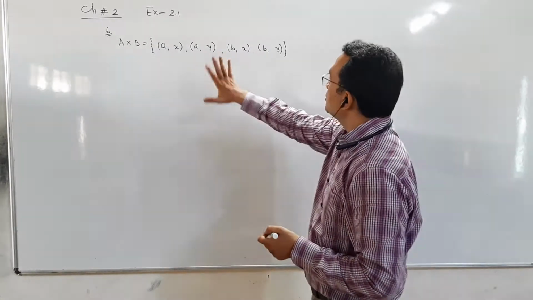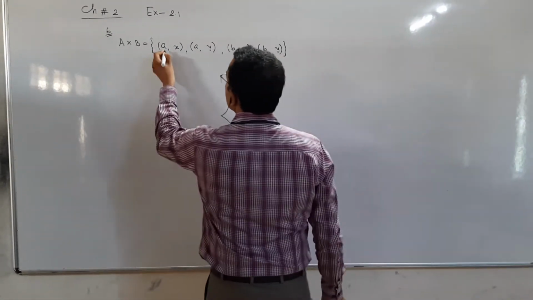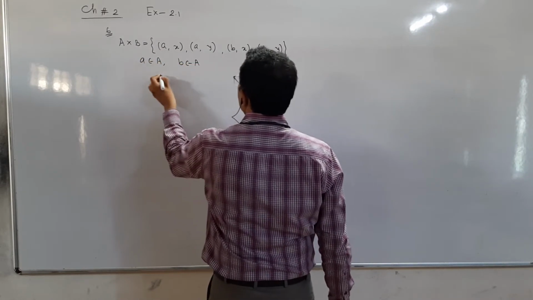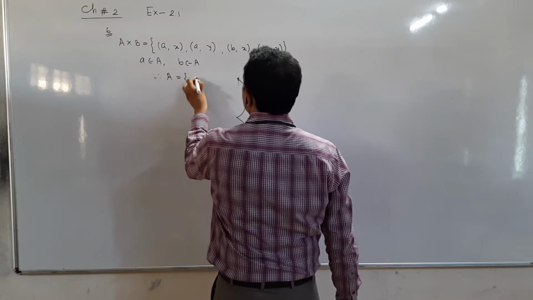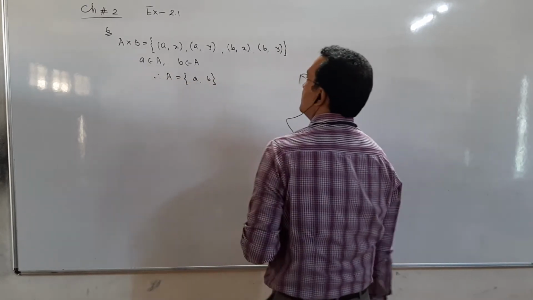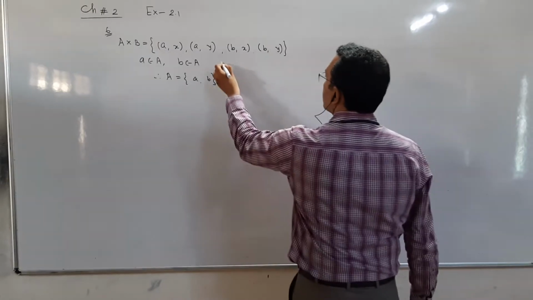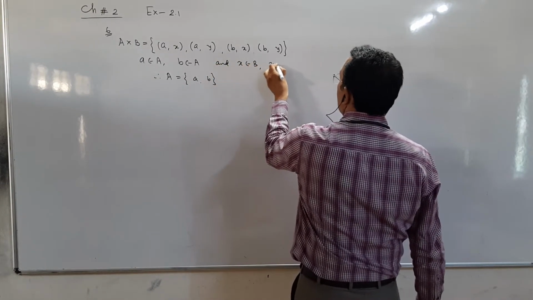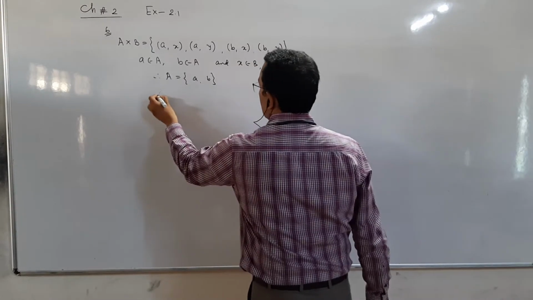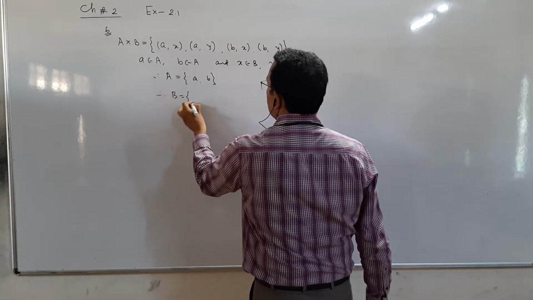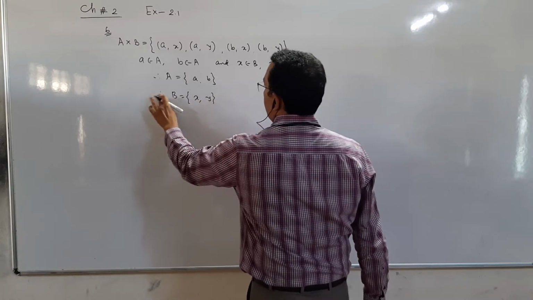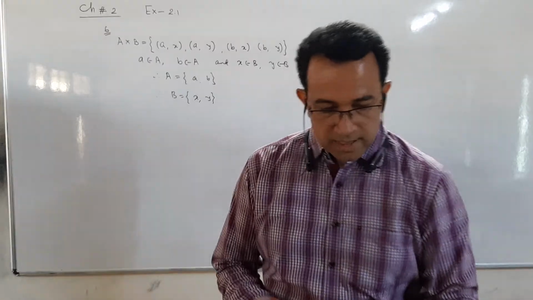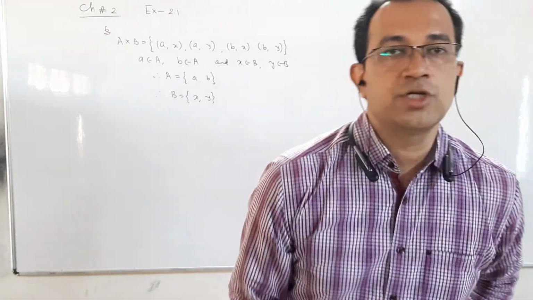The first element in the ordered pair will belong to A. So a belongs to capital A and b belongs to capital A. Therefore, the set of elements {a, b} is set A. And x belongs to B and y belongs to B. Therefore, set B will be the set of elements {x, y}. It is very simple, students. Very easily you can do question number 6.